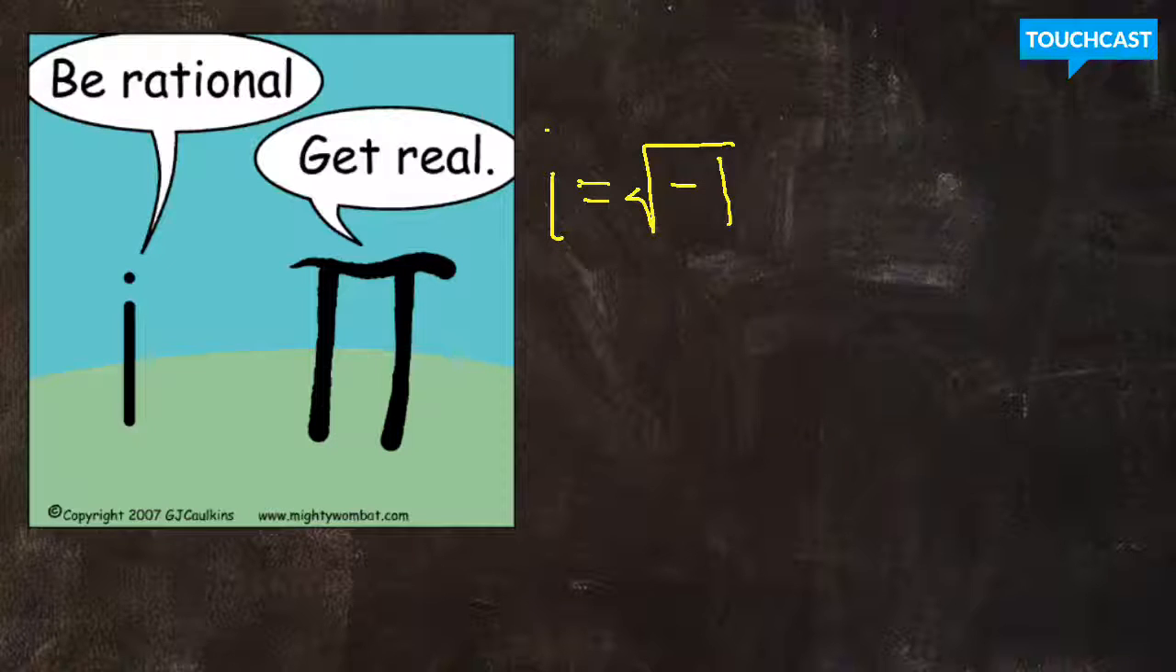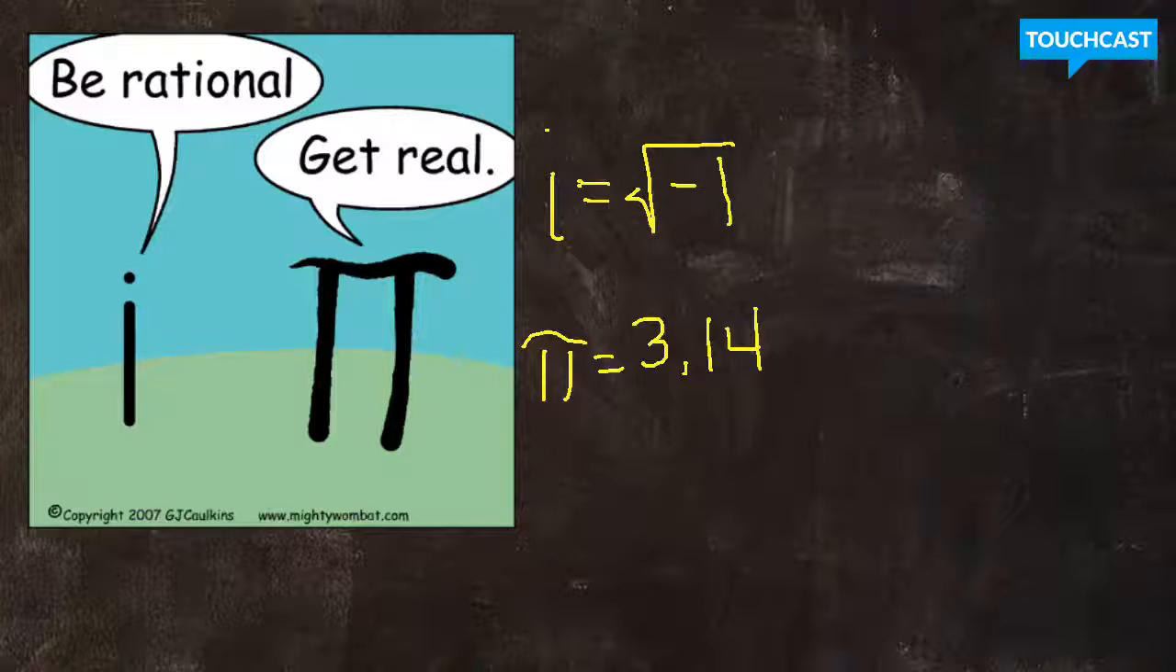Pi is considered an irrational number. This is because it cannot be written as a fraction or a ratio. It's a decimal that never repeats and it never terminates. When we write pi, we typically think about the decimal 3.14. Now, if you've ever looked at the number pi, you know that it continues on and on forever. It never terminates, it never repeats.